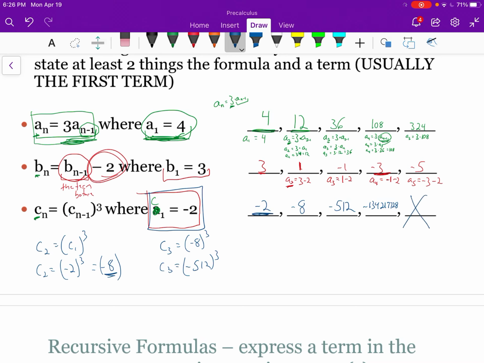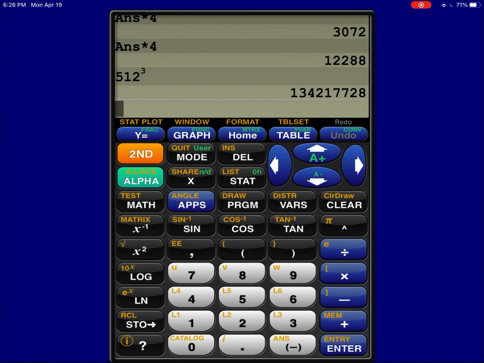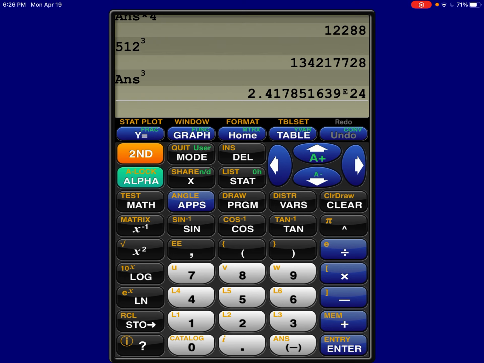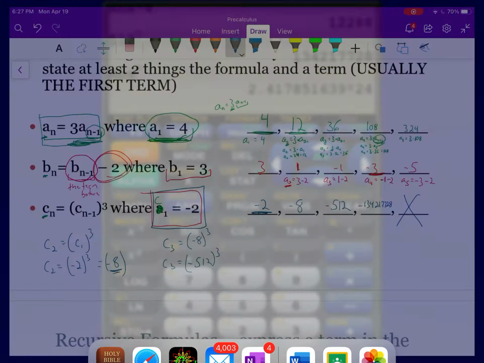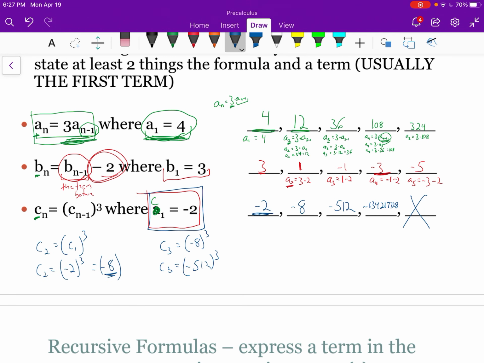We're going to go ahead and stop there. Actually, don't even know that the calculator will do that. Let's see, it might. So we want that answer cubed, and if you see that e to the 24th, it put it in scientific notation. So that's 2.417851639 times 10 to the 24th. It's a very large number, so we're not going to worry about that.